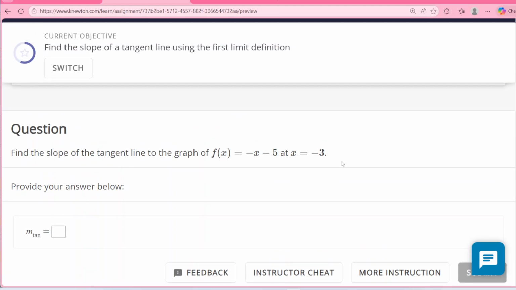All right, so I'm not even going to write anything for this one. I've been telling you a bunch. This is a linear function, y equals negative 1x minus 5. The slope of this line is negative 1. No matter where you're at, whether you're at x equals negative 3 or any other point on the line, the tangent line is the line. If you go in the direction that the curve is going in, you're going in the direction of that line. So the slope of the tangent line is the same as the slope of the line, which is negative 1.